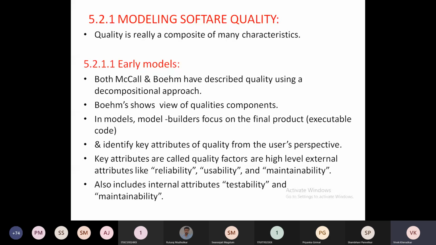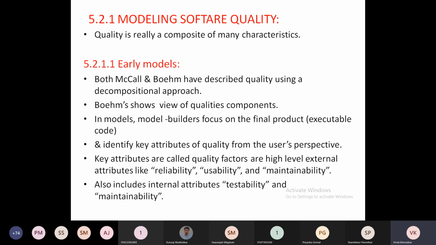Because these are the models through which we can measure software quality in the early phase. There are two models inside the early model for software quality, called the McCall model and the Boehm model. These McCall and Boehm models are software quality measurement models, in which software quality is described using a decomposition approach.